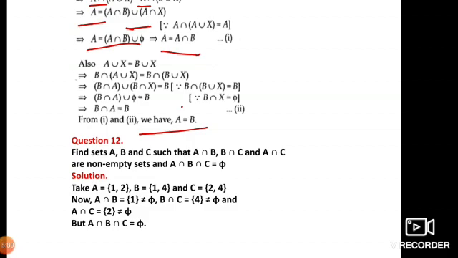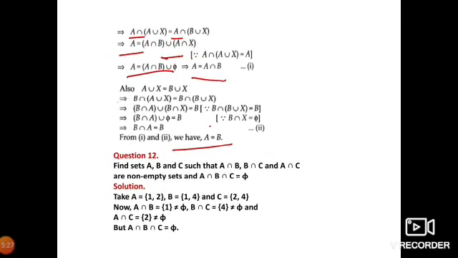Now what is A intersection B? It is equal to {1}. It is not equal to empty, and B intersection C is also not empty, and A intersection C is also not empty. And A intersection B intersection C equals empty. Take the numbers in such a way that it satisfies all these conditions.